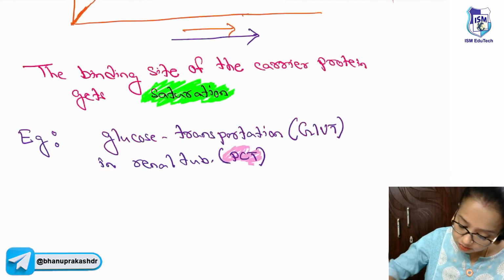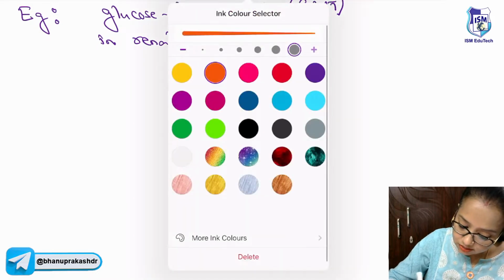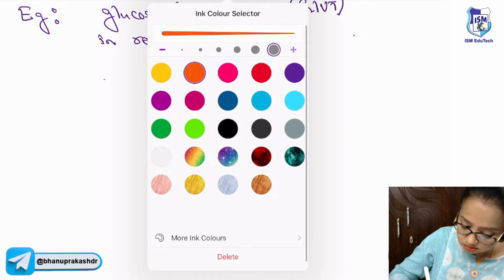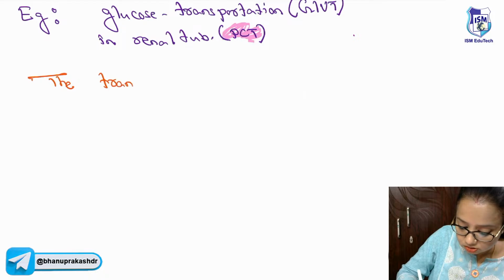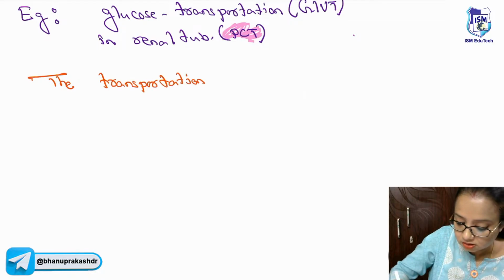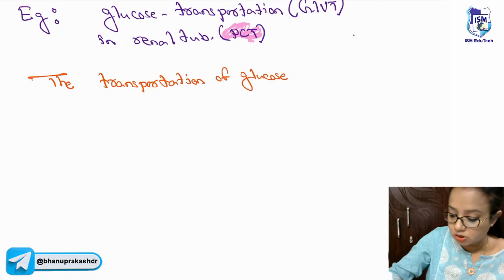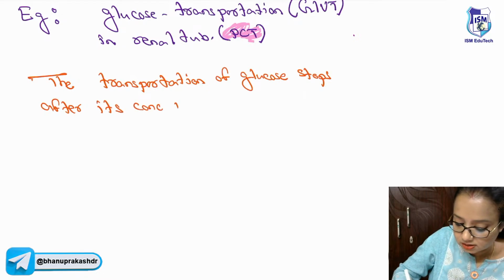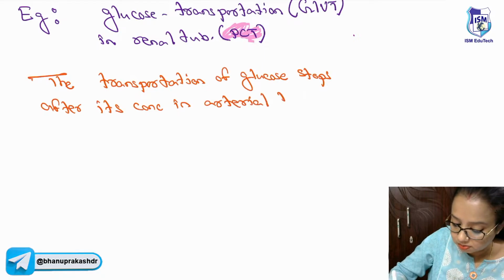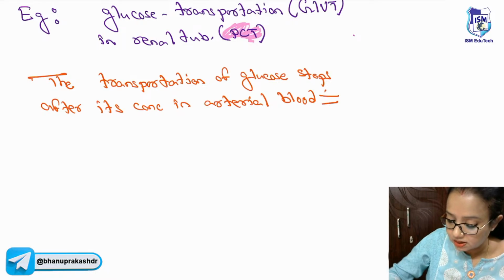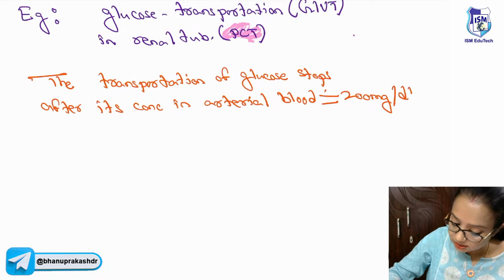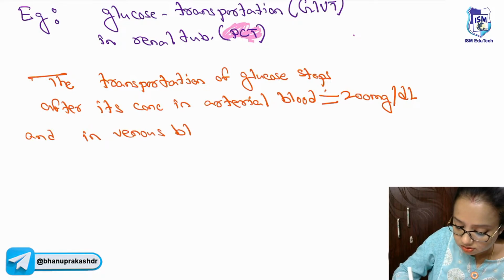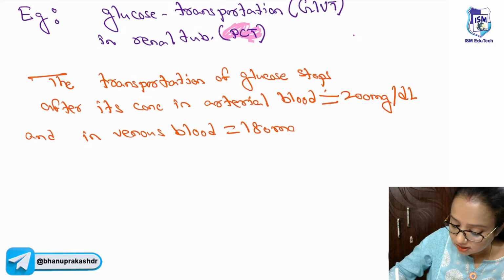So what happens here? After a certain concentration, the transportation of glucose stops after its concentration in the arterial blood becomes 200 mg per deciliter of blood, and in venous blood it is 180 mg per deciliter.